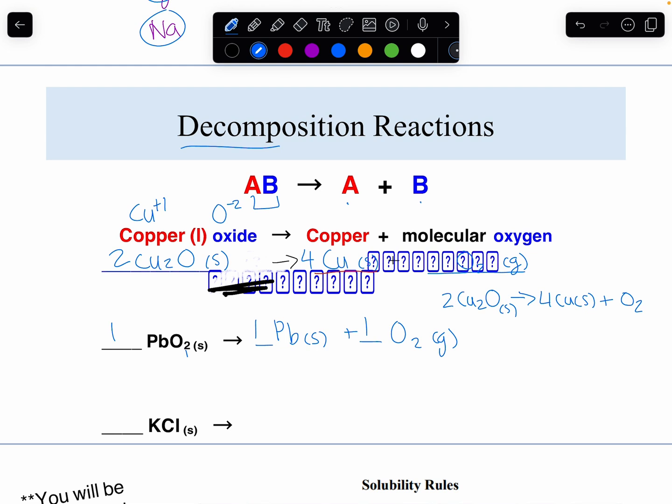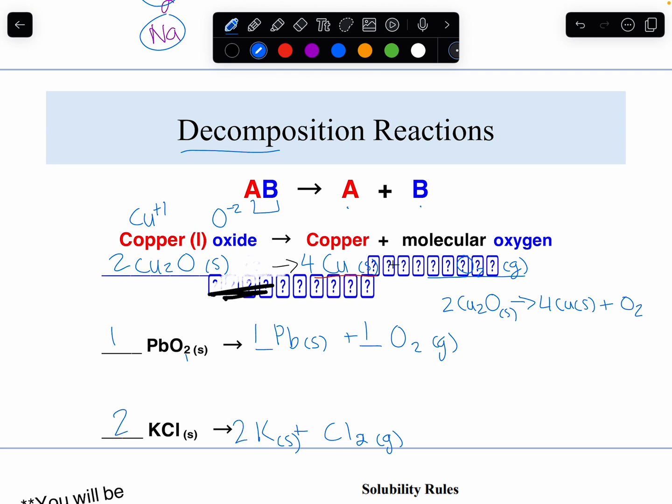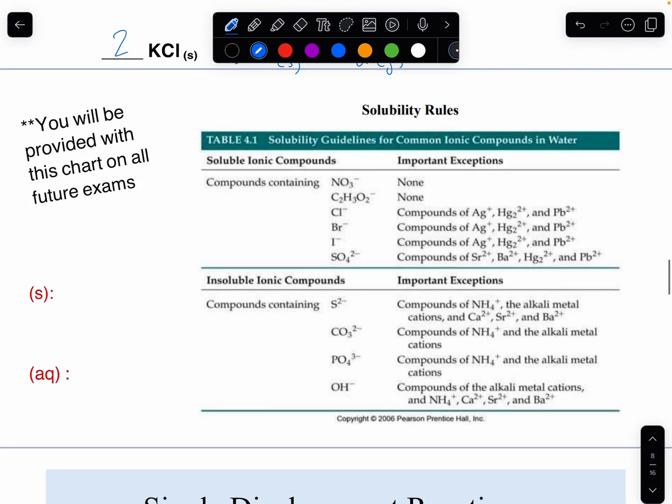Sorry about that. All right, and the last one we're looking at here is KCl. So when we split that up, it would be K, not part of Brinkelhoff. Cl, it is part of Brinkelhoff. That is Cl2, and that is a gas, and this is a solid. Okay? And to balance it, we'll put a 2 here and a 2 here. So those are currently the only two products you need to know how to predict.